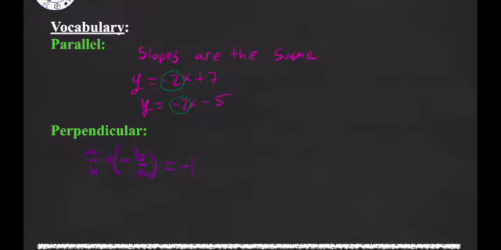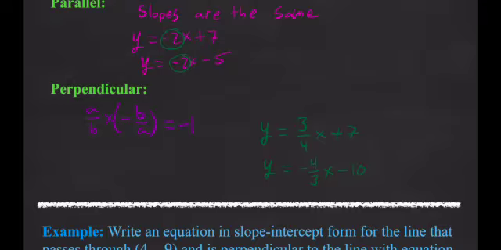Let me give you an example of this. Let's say we have y equals 3 over 4 x plus 7. A perpendicular line to this could be y equals -4 over 3, the opposite of the reciprocal, x, let's say, minus 10. These are perpendicular because the slopes are opposites of the reciprocal. That's how you know the difference between the two.